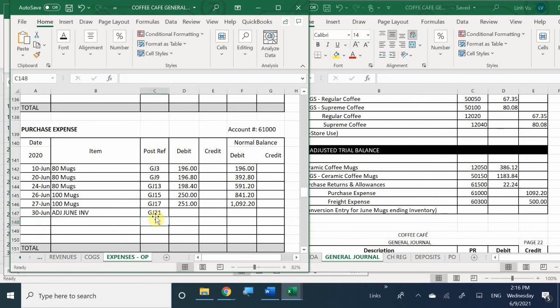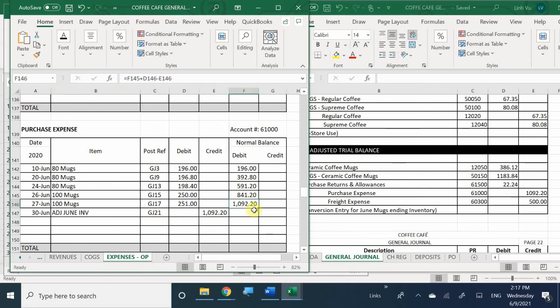And then general journal 21. Credit 1,092.20. And then that zeroes it out.